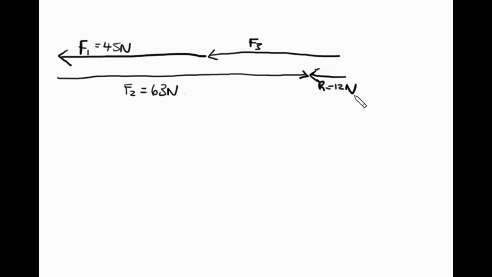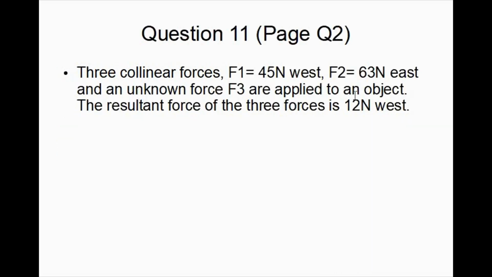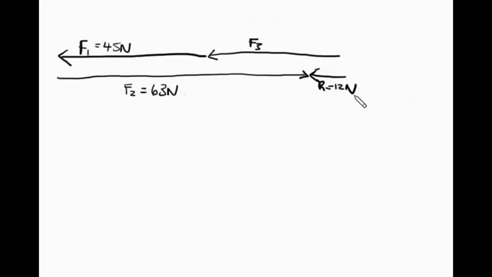All right, so let's go back to the question. Show by means of tail-to-head method of vector addition how the magnitude of F3 can be found. F1 is 45 newtons west, F2 63 newtons east. The unknown force of F3 is applied to an object. Now, judging by our resultant force, our resultant force is positive, since in the question we're going to take west as positive.